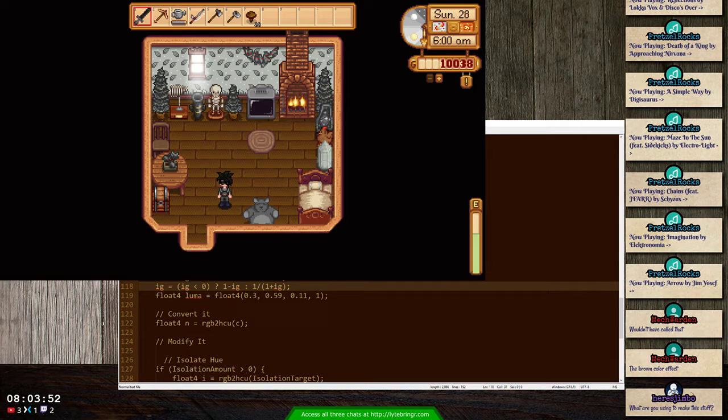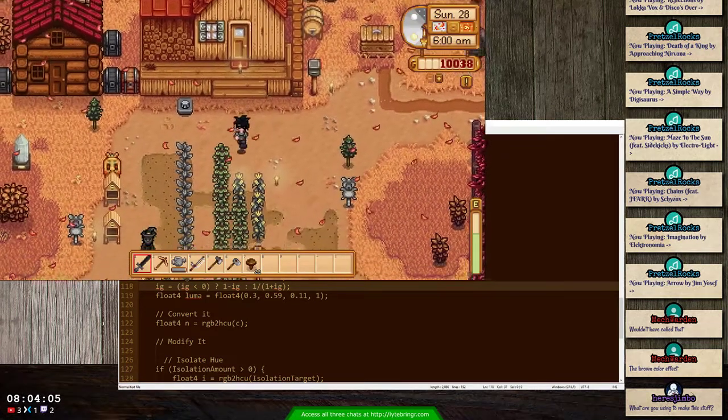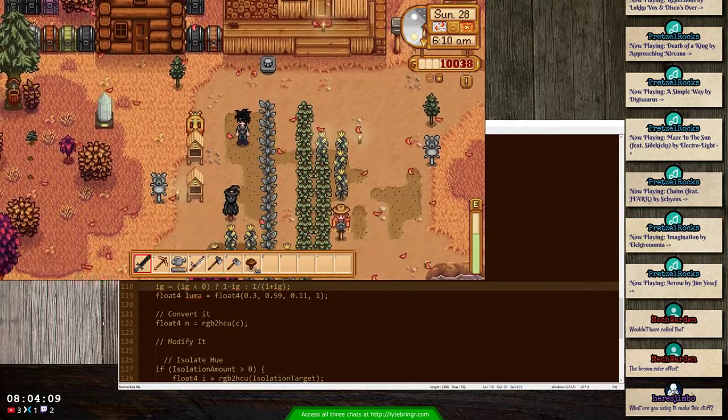Here's Jimbo. What am I using to make this stuff? OBS has a shader filter plugin that you can download and install. And then you give it a shader file, and it will run the shader for you. So yeah, it's a pretty subtle effect.